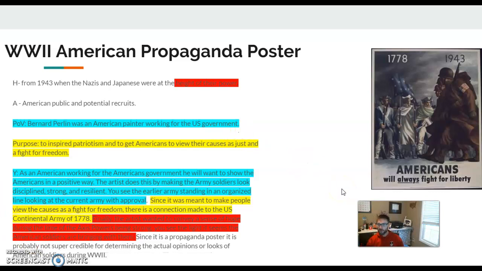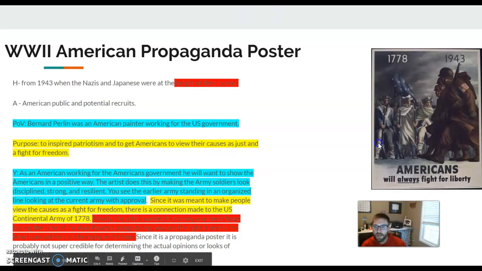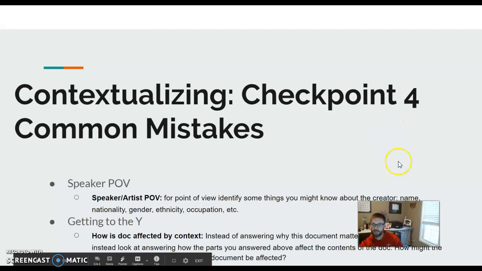But then we also could think about the credibility here. Okay, so this is a propaganda poster, which means it's probably not the most credible thing if I wanted to know what soldiers really thought about it, or what Americans really thought about the war during 1943, or anything like that. Because again, it's meant to be biased. It's meant to be inspiring. That doesn't make it bad, doesn't make it wrong, but it means it's something you've got to think about as you analyze this.